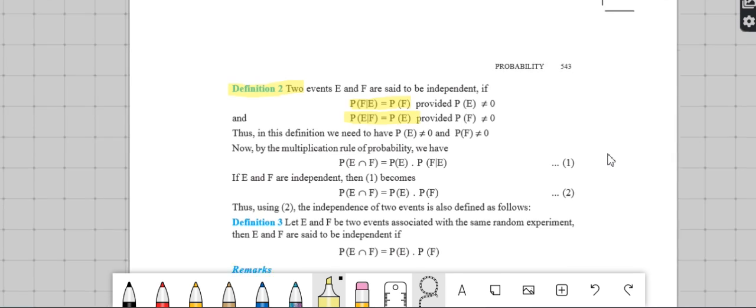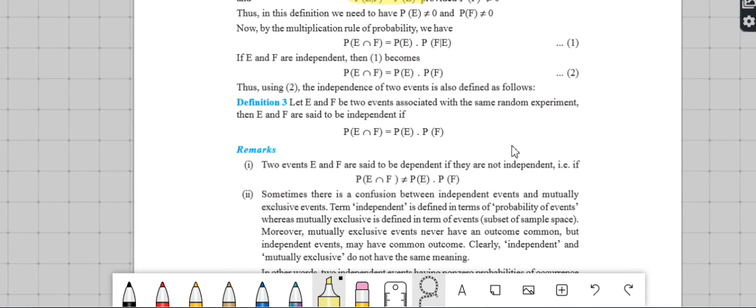Definition number 3. If someone says check whether E and F are independent events or not, then what you will check? P of E intersection F is equal to P of E into P of F. Let E and F be two events associated with the same random experiment. Then E and F are said to be independent if P of E intersection F is equal to P of E into P of F.